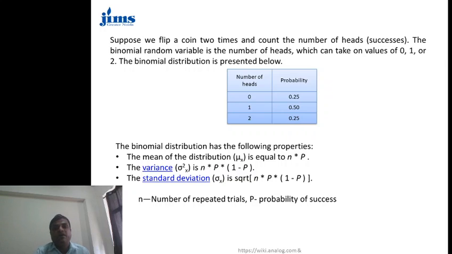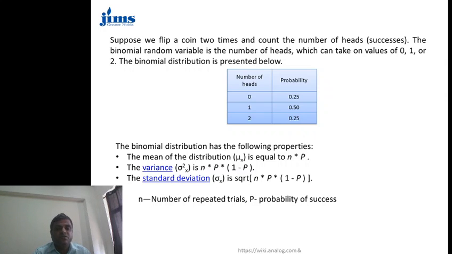Suppose we flip a coin two times and count the number of heads. So a coin is tossed two times, and the probability of two heads is 0.25. The binomial random variable is the number of heads, which can take the value 0, 1 or 2. In the binomial distribution, 0 has 1/4 probability, 1 has 0.5 probability, and 2 has 0.25 probability. So the probability distribution is as follows. These are basically the properties of the binomial probability distribution function.